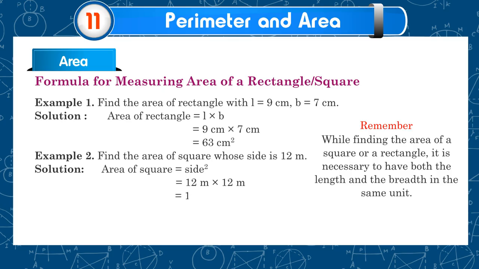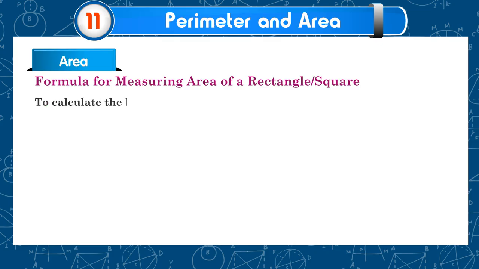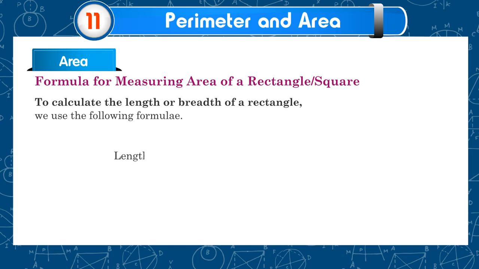To calculate the length or breadth of a rectangle, we use the following formulae. Length is equal to area divided by breadth. Breadth is equal to area divided by length.